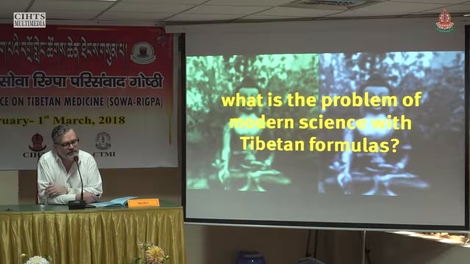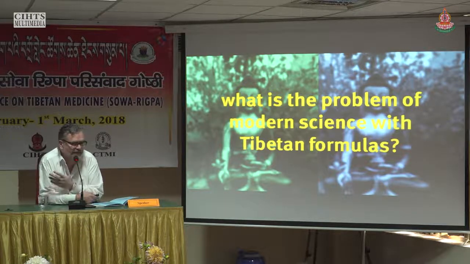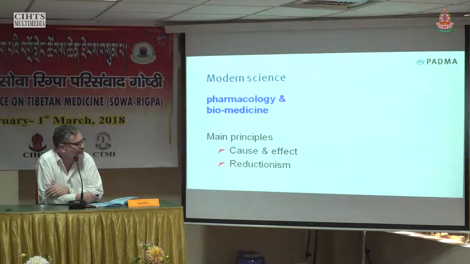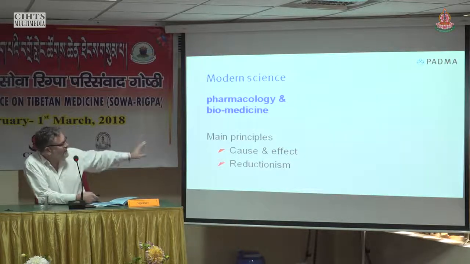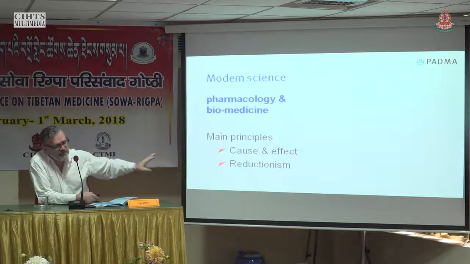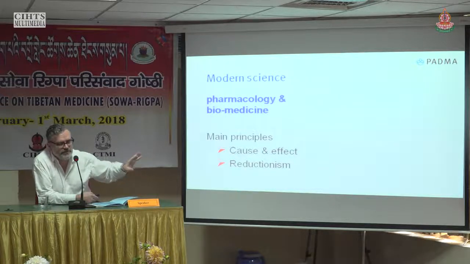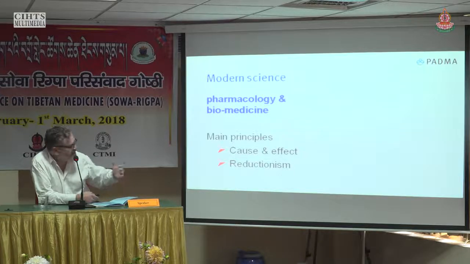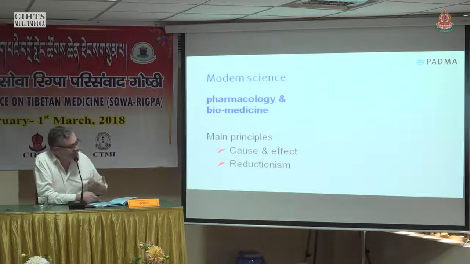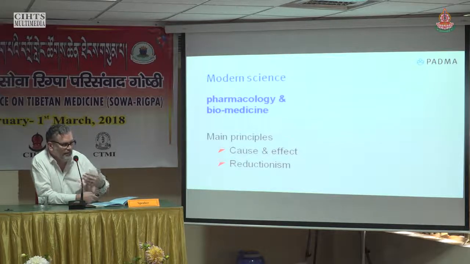So now let's ask the question, what is now the problem of Western science with these ancient Tibetan formulas? We could also extend this to Ayurveda, to Chinese medicine, and so on. When we talk about modern science, of course, I mean biomedicine, pharmaceutics. This is the basis of modern medical thinking. And here are some basic scientific principles like cause and effect. That means we have to reduce everything to a cause and effect chain.